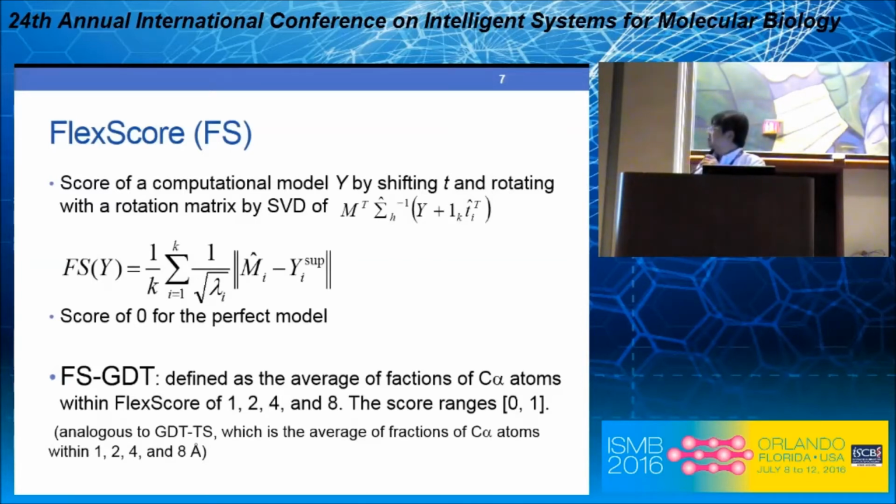I can also compute the flex score in a GDT-TS-like way. Here, after superimposition, I count the number of residues at flex scores of 1, 2, 4, 8, and then compute the fraction, the average fraction. The best flex score is 0, because that means the model does not differ from the mean. It's basically telling you how different the model is from the mean of the ensemble.